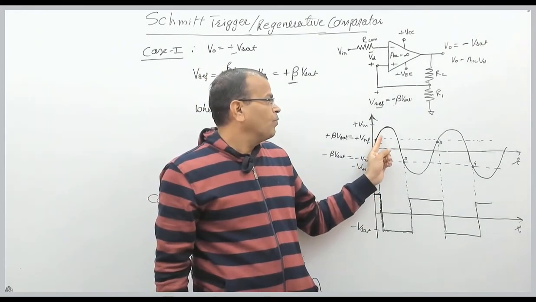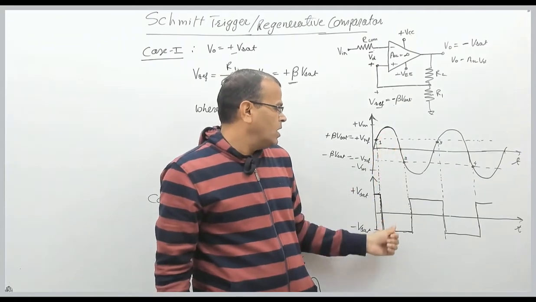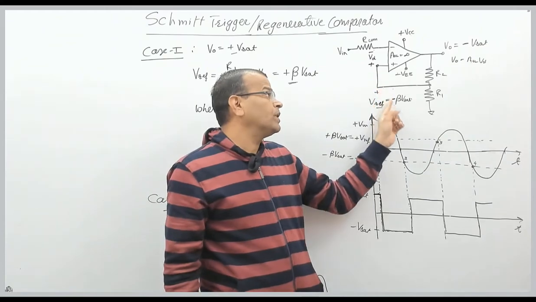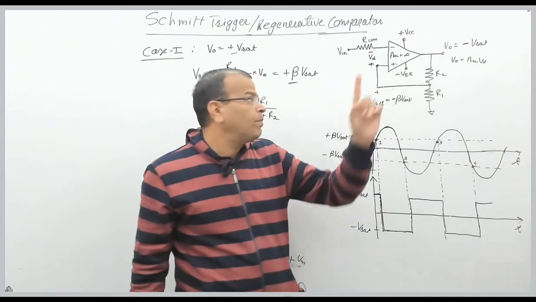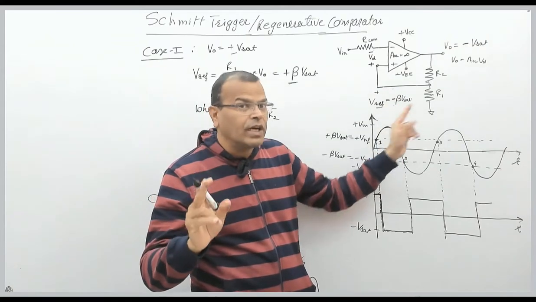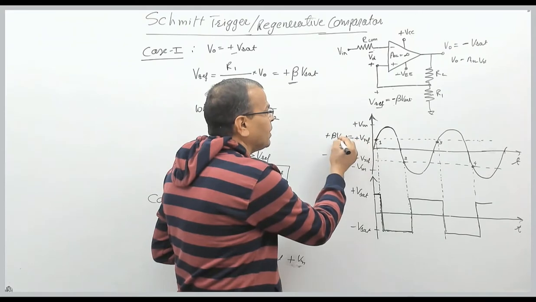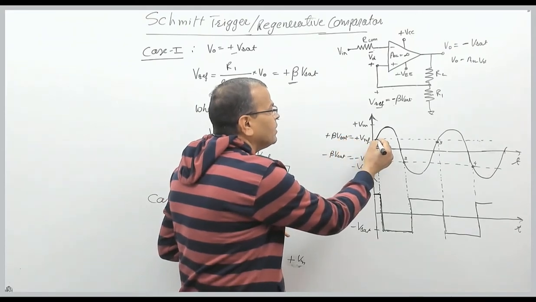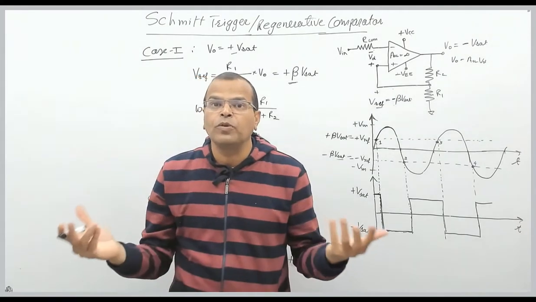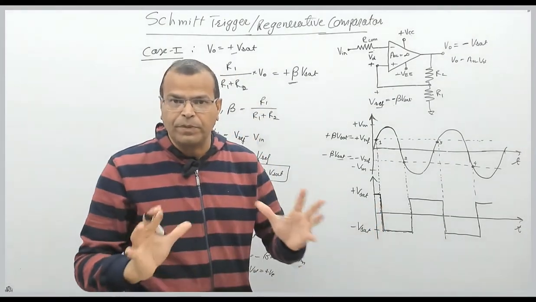So now output voltage goes on, input voltage goes like this. Now the reference for comparison is not plus beta into V set. Reference for comparison with input voltage is minus beta into V set, which is a negative voltage. So that reference, which was initially plus beta into V set, after this instant has changed to minus beta into V set, because output has become minus V set at this instant. I hope the concept is clear.